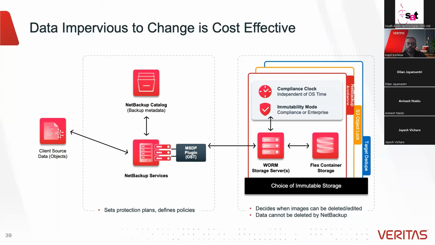As we saw earlier, native immutability is provided by the NetBackup appliances. In one of the slides, I mentioned that this is the most secure option. It is important to note that everything on the left hand side of the slide is the responsibility of the backup team. They build protection plans and set retention levels via our MSDP OST plugins. NetBackup can automate the storing of backup images on immutable storage.